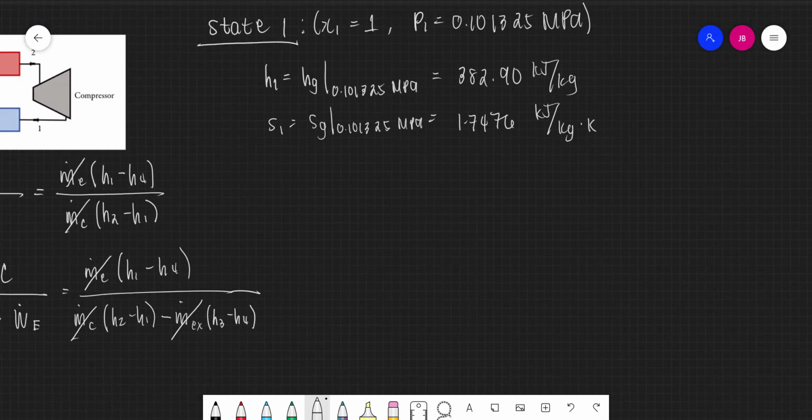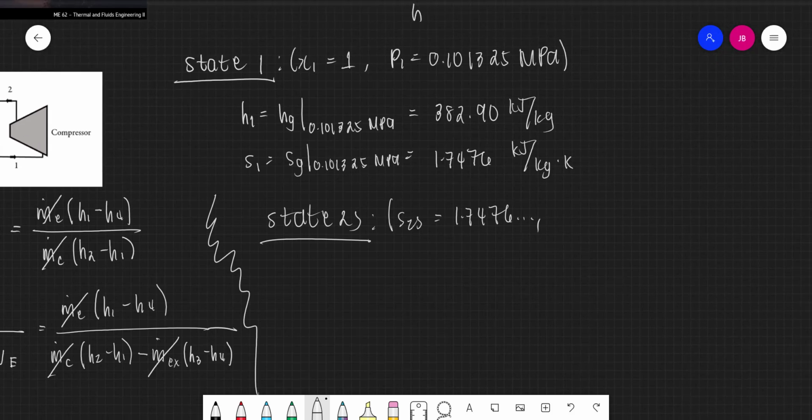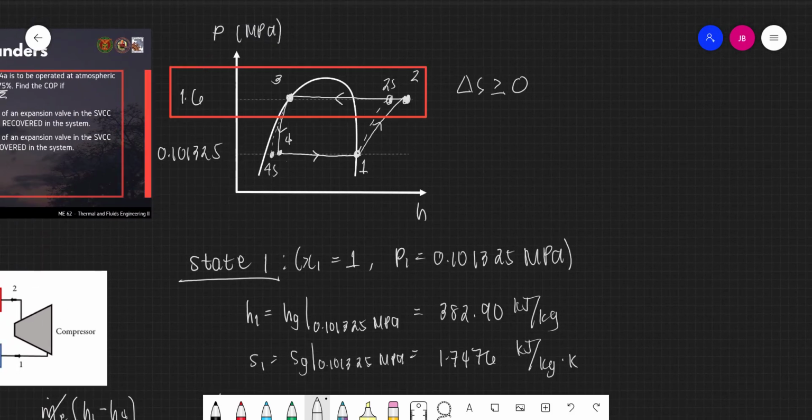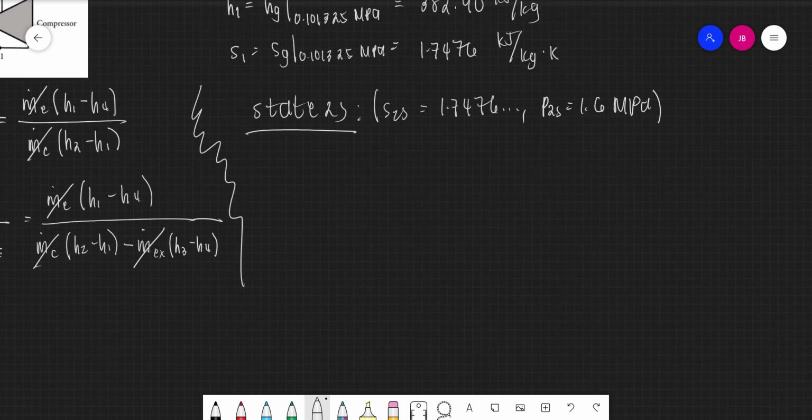Ngayon, tayo ay tumungo sa pag-solve ng state 2S. Alam natin na sa state 2S, ang entropy at this state ay equal lang sa entropy at state 1 which is 1.7476. Alam din natin na ang pressure at state 2S ay equals kay 1.6 megapascals. Ang pinaka-strategy natin sa pag-solve ng problem na to ay una i-identify muna natin ang enthalpy at state 2S at gagamitin natin ang compressor efficiency upang ma-solve ang enthalpy at state 2.